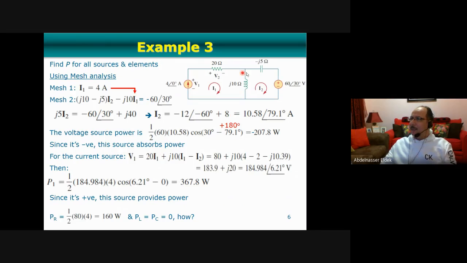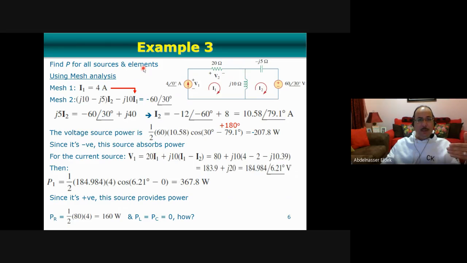Let us look at this example. We have two sources here, so you really don't know which source. Both sources are providing power for sure, but one of them will provide more power. So let us see what happened here. Find power for all sources and elements.